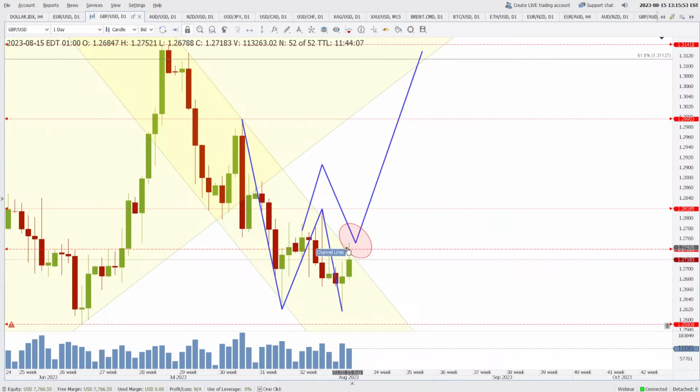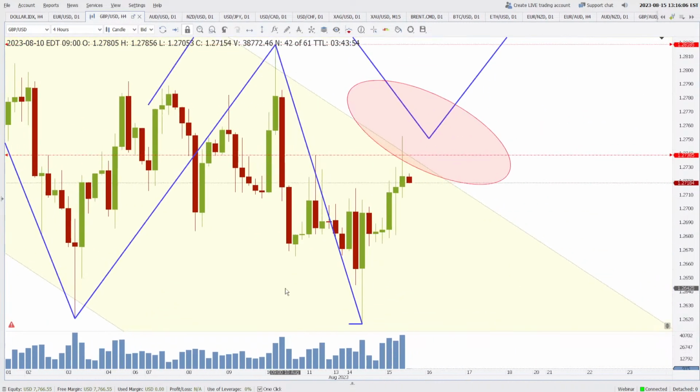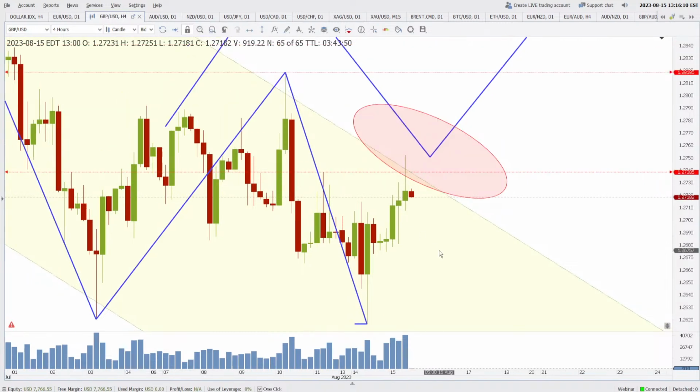And this is an area of confluence of resistance. Why? One, because of this falling channel, and the other one because of this horizontal level. So somebody will be selling this market very fast in this area. I'll show you on 4 hours. So in this area, somebody will be selling this market.